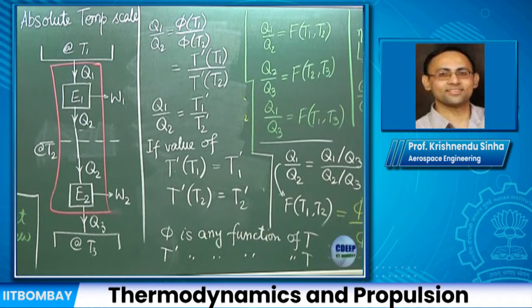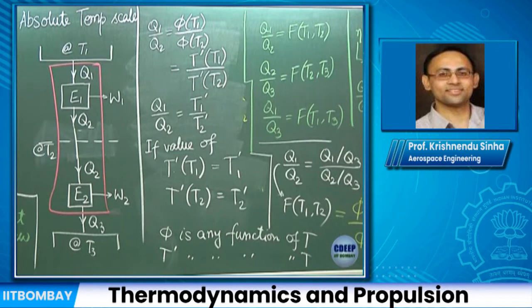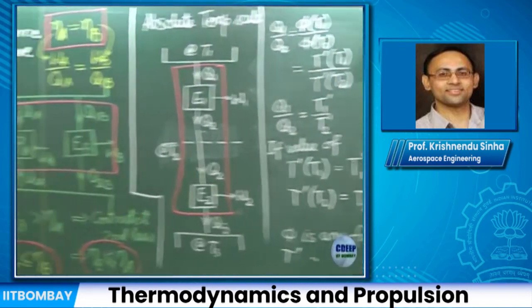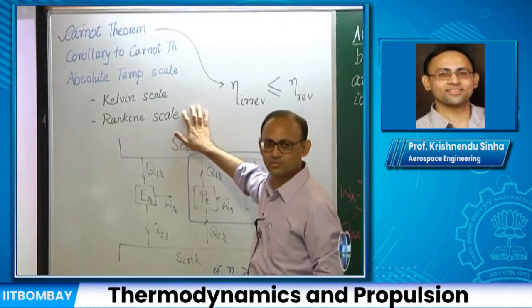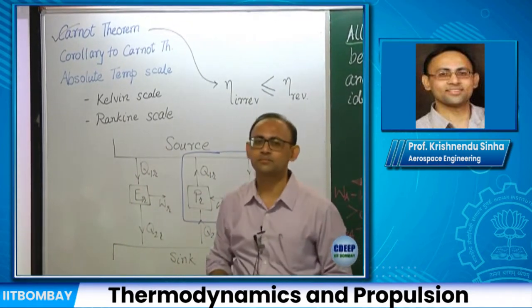And my T1 prime and T2 prime are the temperatures in the new scale, which we'll call the absolute scale. It's a little tricky and not intuitive. But what we'll do is derive these two scales of absolute temperature. Things will get a little more clear when we do that. Kelvin scale and Rankine scale.